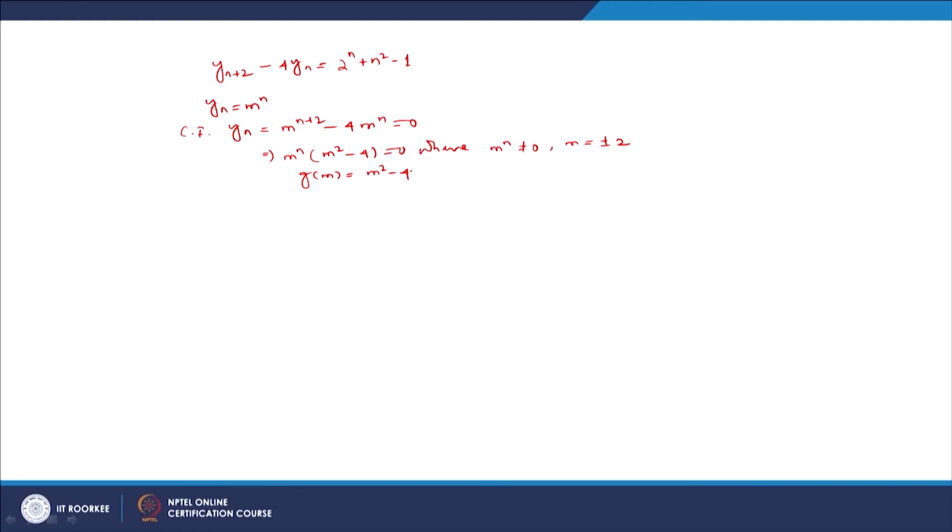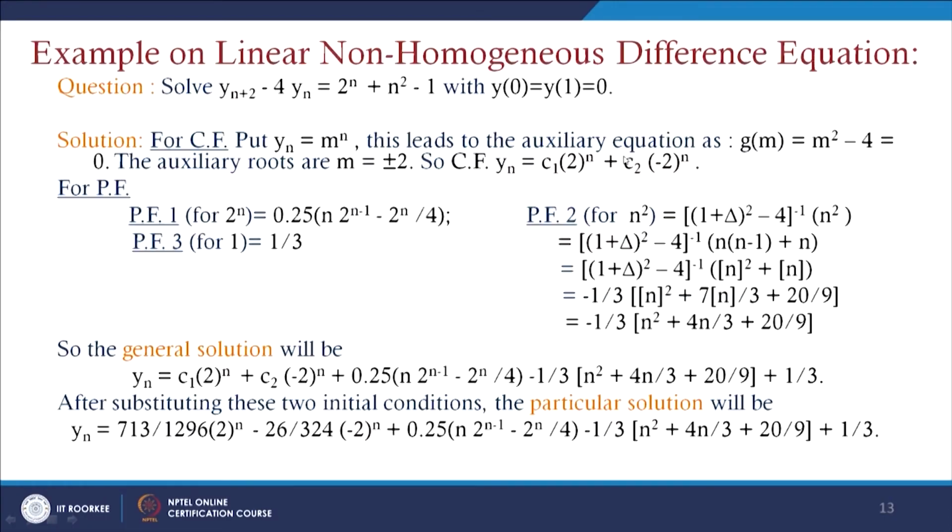Since g of m is a polynomial of degree 2, the solution for the complementary function will involve two arbitrary constants. Hence, the complementary function y n can be written as c1 times 2 to the power n plus c2 times minus 2 to the power n. So, we have the auxiliary roots m equals plus or minus 2, and the complementary function for y n is c1 2 to the power n plus c2 into minus 2 to the power n.